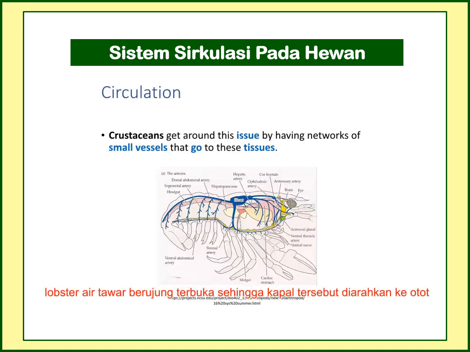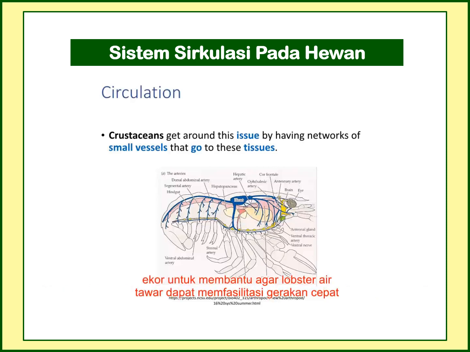So those are being directed to the muscles of the tail to help that crawfish be able to facilitate rapid movements with the tail. So you also see little vessels coming off down here on the bottom. If you look towards the legs, you see little vessels going to each little leg. And so this is helping to direct the hemolymph to help get the oxygen to their more energetic tissues.